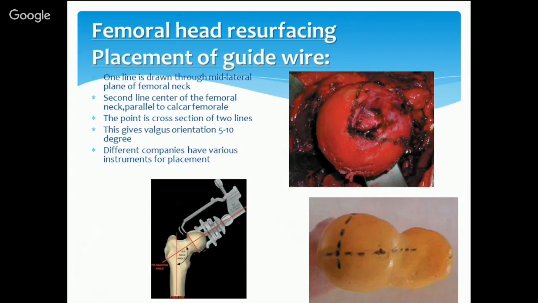One line is drawn to the mid-lateral plane, and a second line to the center of the femoral neck. The point is the intersection of the lines, and this gives a valgus orientation of 5 to 10 degrees. Basically, we have the whole instrumentation set. You just put the instrument over there, and you will have a 5 to 10 degree valgus angulation, and you will have to go to the center of the femoral head.